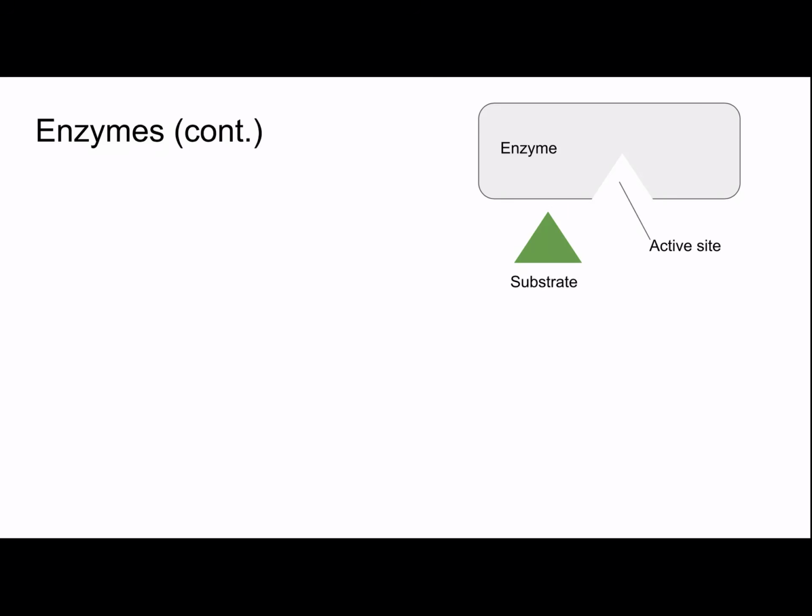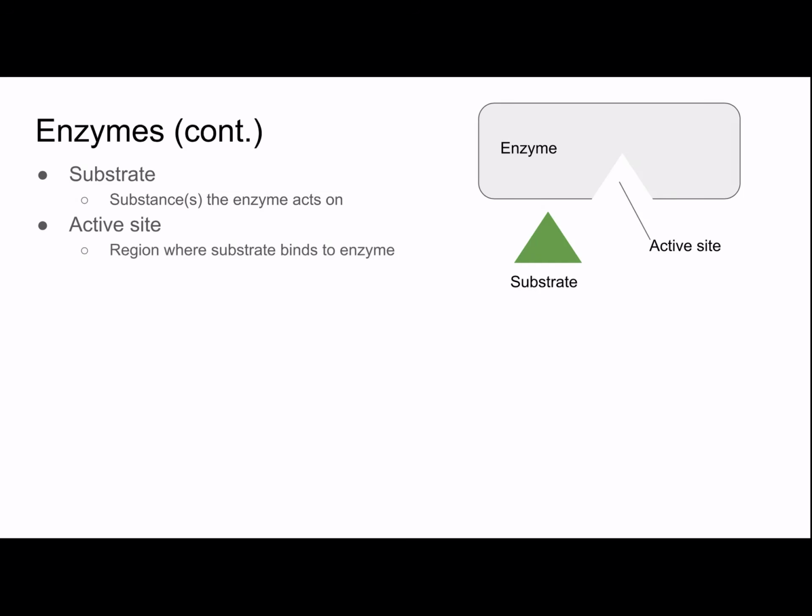More about enzymes. There is a substrate, which is the substance or substances that the enzyme will act on. The active site is the region where the substrate binds to the enzyme. And we'll talk about induced fit in a minute, but let's look at the picture really quickly.